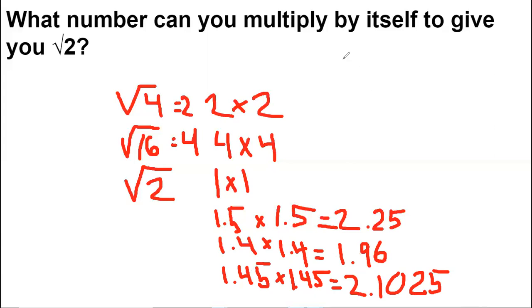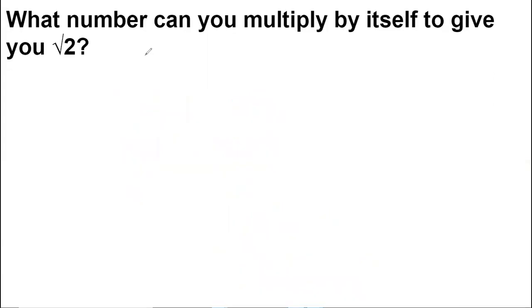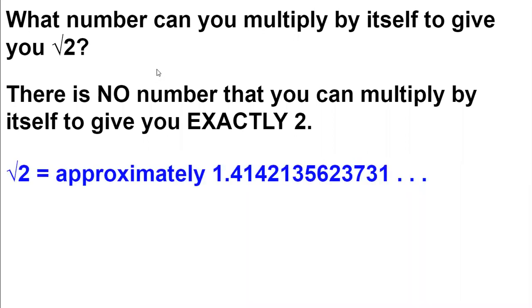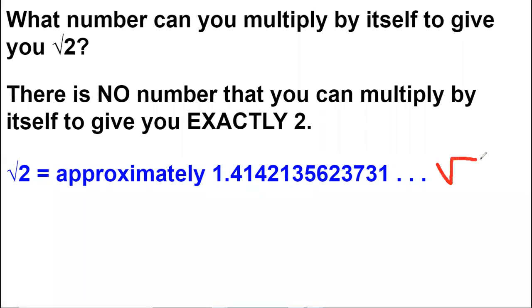So let's see, how do we estimate for this? There is no number that you can multiply by itself to give you exactly 2. So if I was to take my calculator and type in 2 and hit that square root button, remember that looks like this, square root of x, right? That's the button on your calculator. You type in 2, and then you hit square root of x, you're going to get this long number in your display, depending on how many spots your calculator will show. You're going to get 1.41421356233731, and it's going to go on forever and ever.